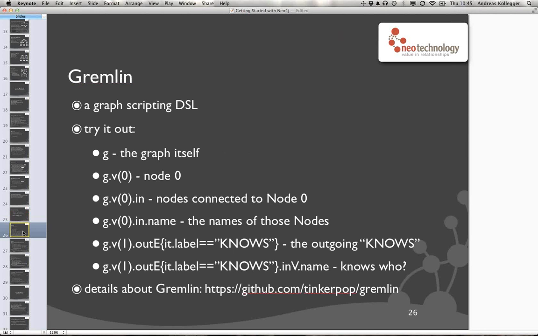Now, Gremlin is a graph scripting DSL. It actually originates from another project that we have a great relationship with called the TinkerPop project. A great guy named Marko Rodriguez, who's a brilliant graph theorist, designed the entire TinkerPop stack, and we've adopted his Gremlin scripting language to be part of the offering of Neo4j.